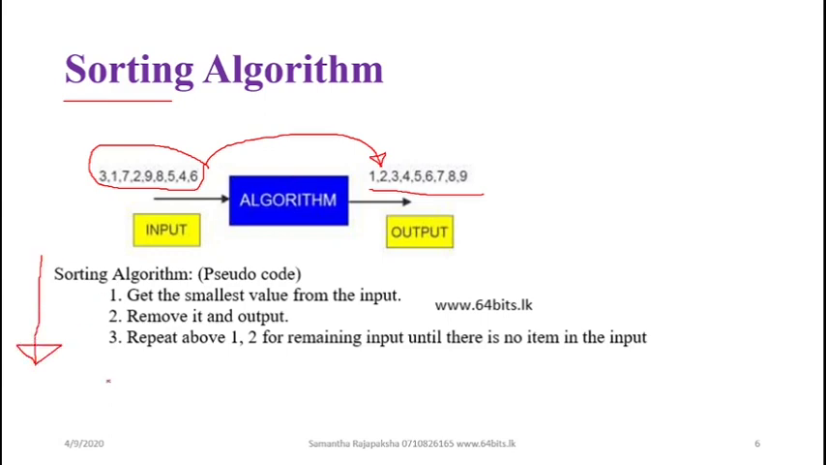Here there are three steps. What is the first step? Get the smallest number from the input. Now the smallest number is 1. Take that one, remove it, and place it on the other side. Then repeat steps 1 and 2. Go back to the next smallest, 2. Remove that one and place it here. So as you can see, this is a very simple algorithm which describes the steps to convert the input numbers into outputs where the numbers will be in ascending order. So this is an example of a sorting algorithm.